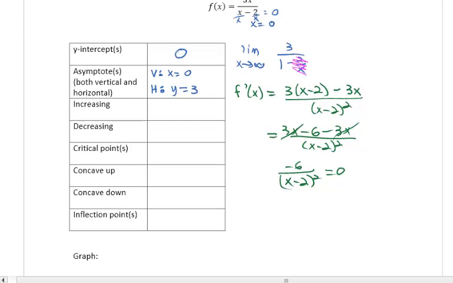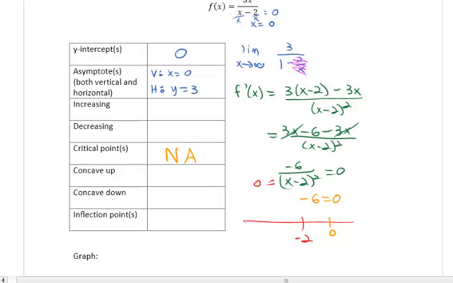Well, when we multiply both sides by x minus 2 squared, we get negative 6 equals 0, which never happens. That means there are no critical points. However, we do also have to consider when that denominator is undefined, equal to 0 at negative 2, to decide if it's increasing or decreasing on either side of that undefined point in the first derivative.